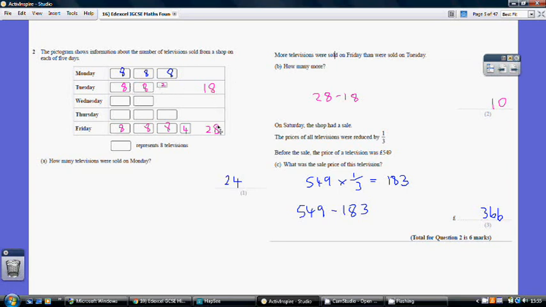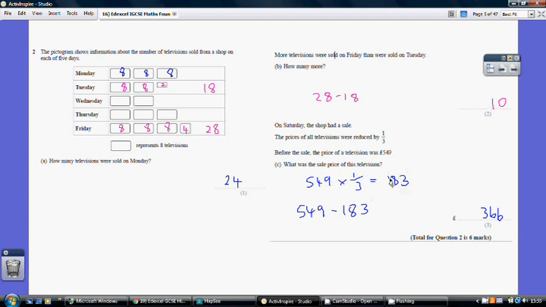So how many more were sold on Friday? Well, 28 take away 18 is 10. On part C, we've been told that the prices of televisions were reduced by 1/3. There were 549 before the reduction. So I would start off by working out the reduction. So what is 1/3 of 549? So pop into your calculator 549 times 1/3, or you could have done 549 divided by 3, and that gives you £183.